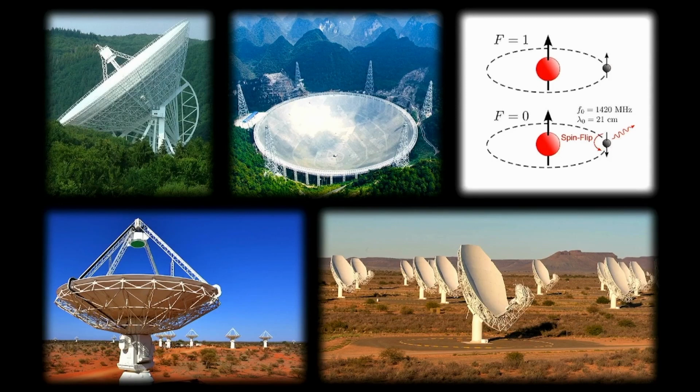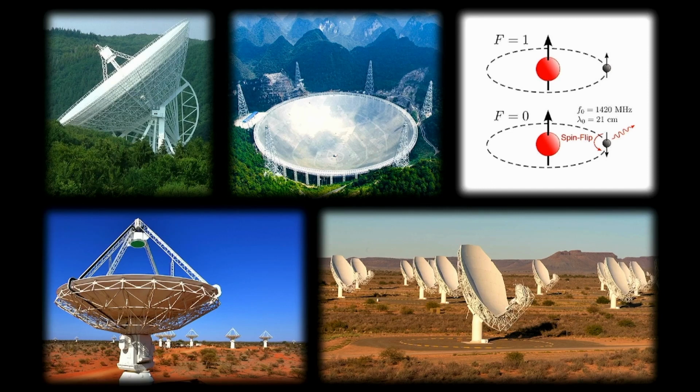Now, the most direct way of observing H1 is through the 21 centimeter spectral line, which is related to the hyperfine structure of the ground state of the hydrogen atom. There are many solutions to the problem of detecting the 21 centimeter line, depending on whether your priority is sensitivity or field of view or what angular scale you're interested in.